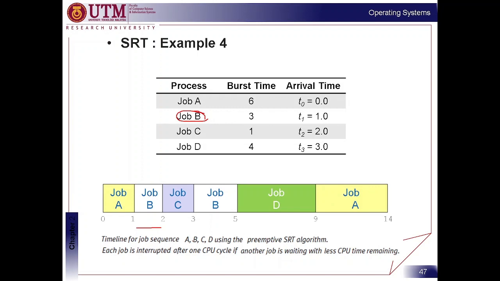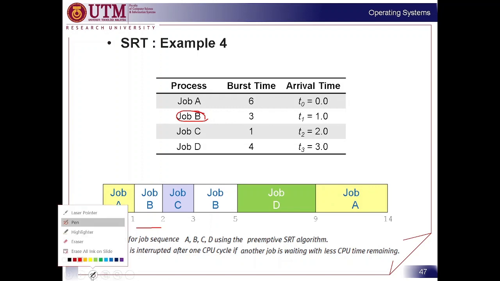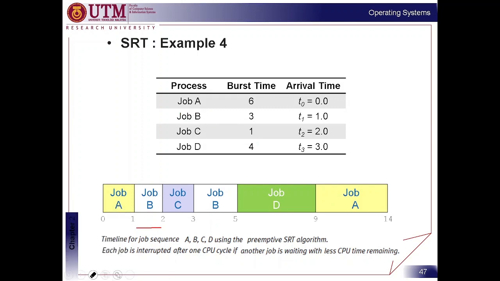and we will compare the burst time. Okay, where is my pen. So burst time for job A should be 5, because we already executed job A here for 1 unit of time, and job B also should be 2.